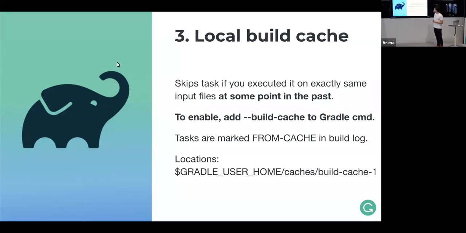And this optimization needs to be enabled via the argument --build-cache. It is disabled by default in Gradle. And tasks that are cache hits will be marked "from cache" in the build log.